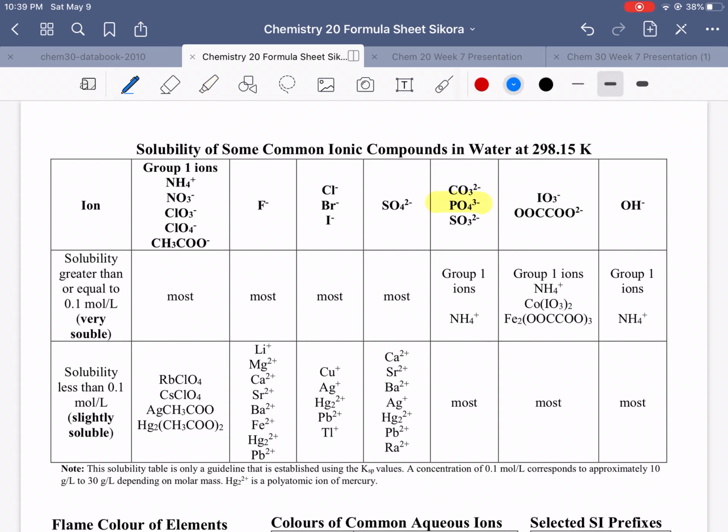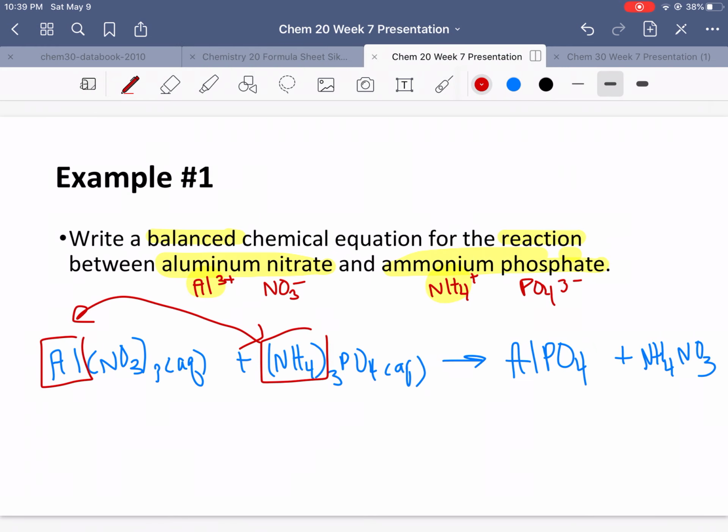And with phosphate, the only ones that will be aqueous are with group 1 or ammonium. Well, aluminum is not in group 1. Aluminum is not ammonium. It would be under most. This is our precipitate, guys. Without a doubt, we have a solid form of that aluminum phosphate being formed.